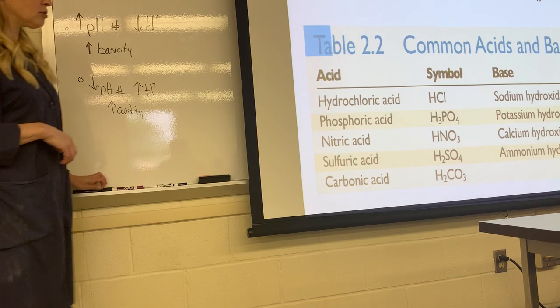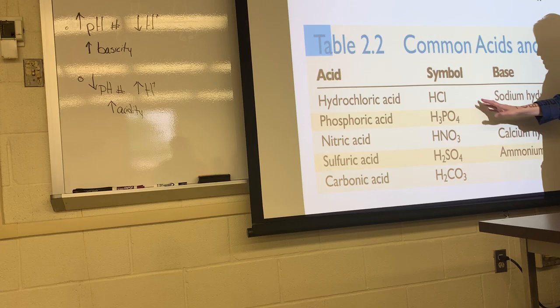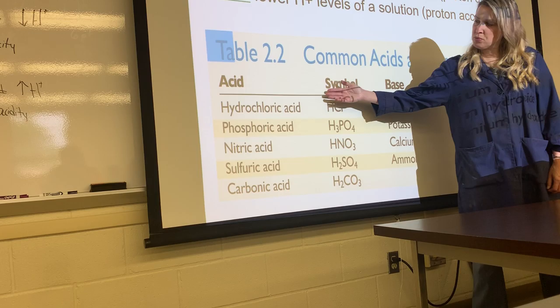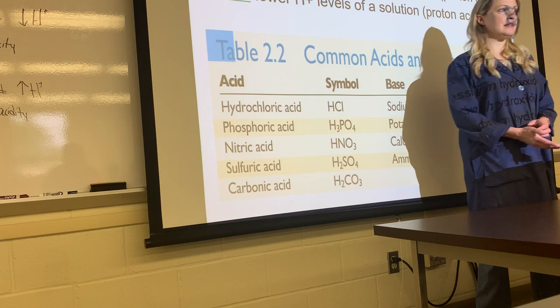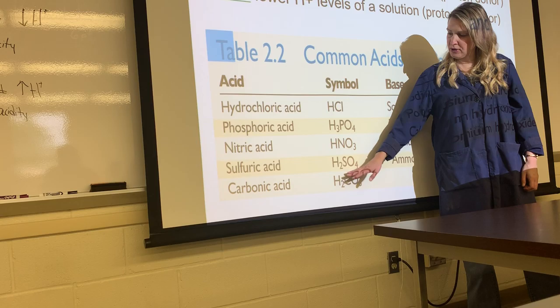So some acids which can donate hydrogens to solution include hydrochloric acid, HCl, phosphoric acid, nitric acid. These we're not going to be talking about too much in this class, but we will be talking about this one, carbonic acid. Carbonic acid we talk about three times in this class. First time will be today, second time when we talk about enzymes, and the third time when we talk about respiration. So carbonic acid is a very important acid.